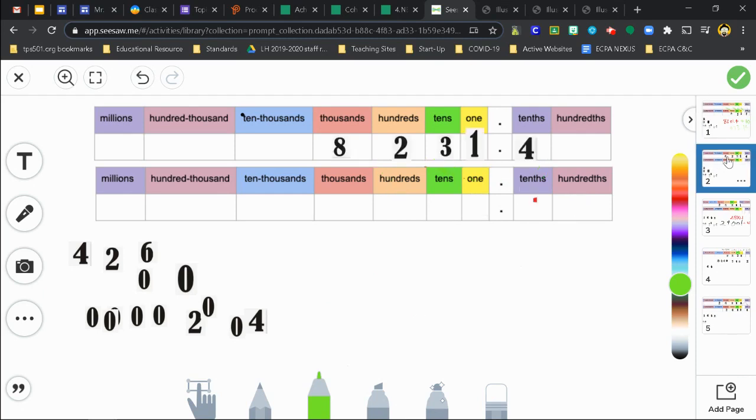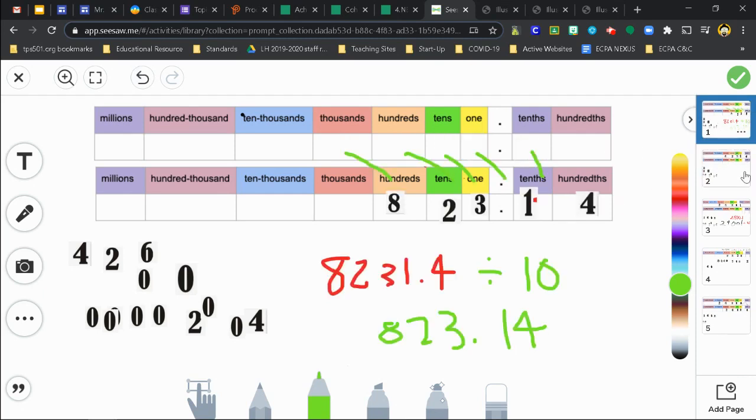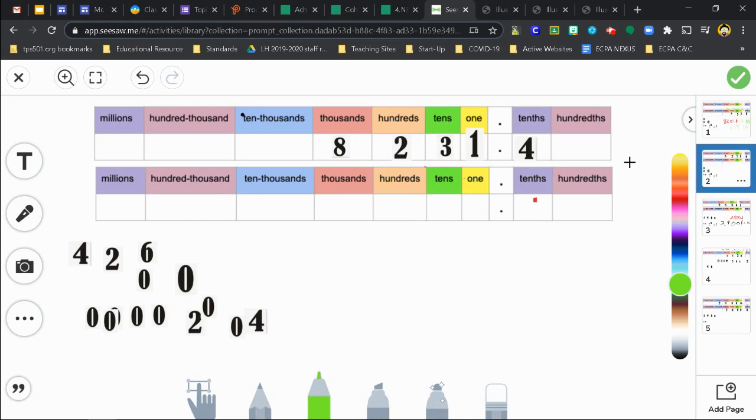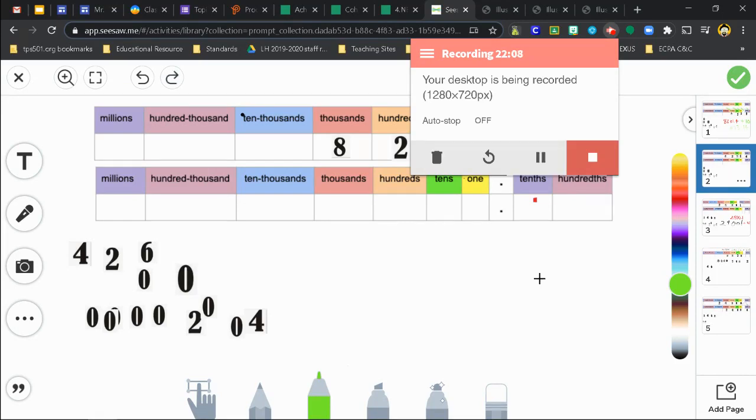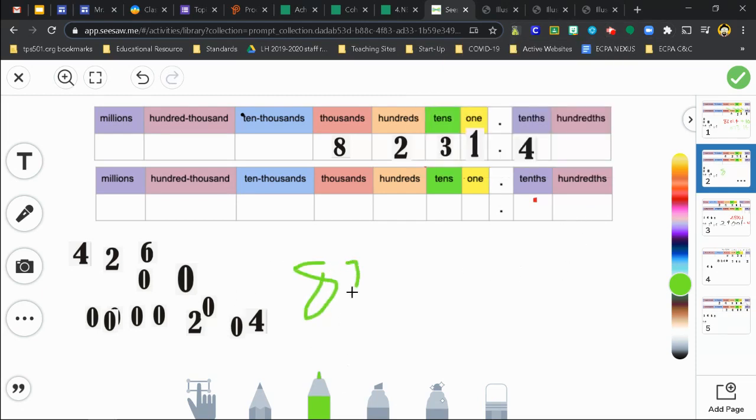Okay, now all of these numbers that we've been going through have been going up and down by 10 or fewer. What if we want to multiply by more than 10? In fact, what we're looking at is multiplying in increments of 10. So let's say we took this same number, 8,231.4, and we multiplied it, so we're getting bigger, times 1,000.